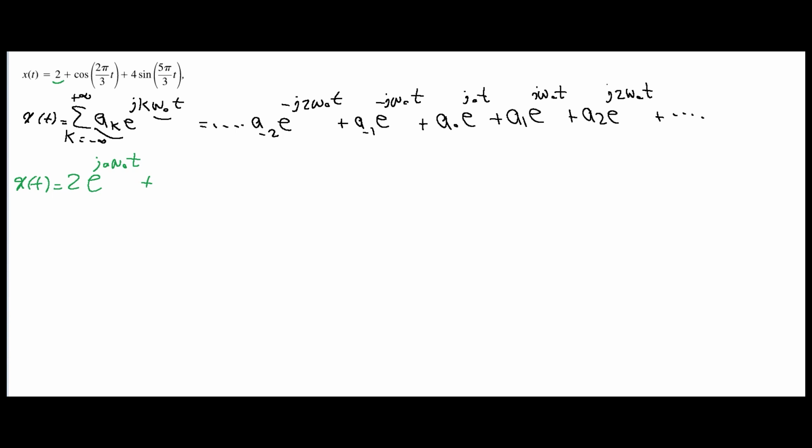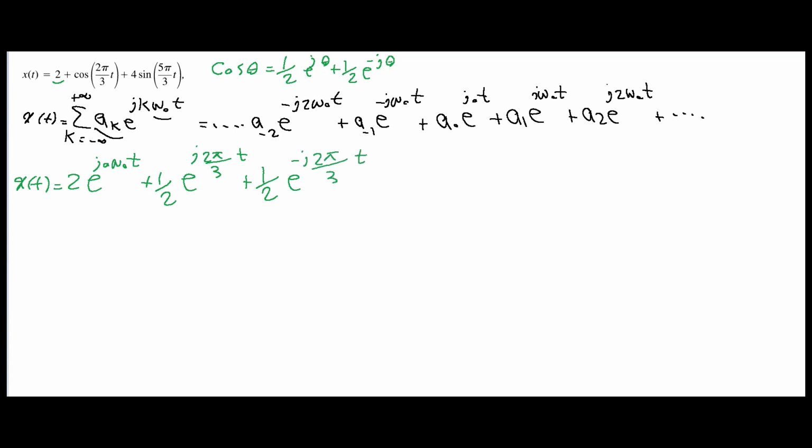Next, let's rewrite the cosine term. Using Euler identity, cosine theta is equal to 1/2 e to the power of j theta plus 1/2 e to the power of minus j theta. Therefore, cosine of 2πt over 3 can be written as 1/2 e to the power of j 2πt over 3 plus 1/2 e to the power of minus j 2πt over 3.